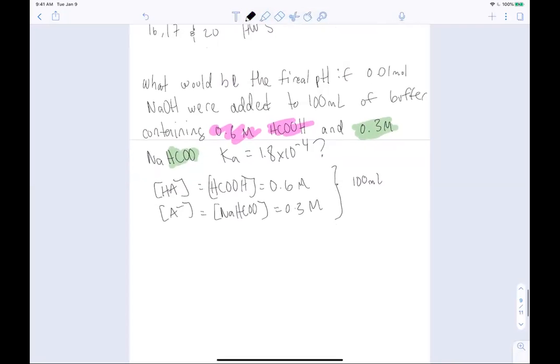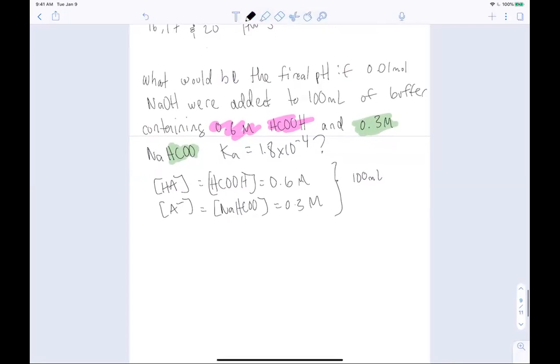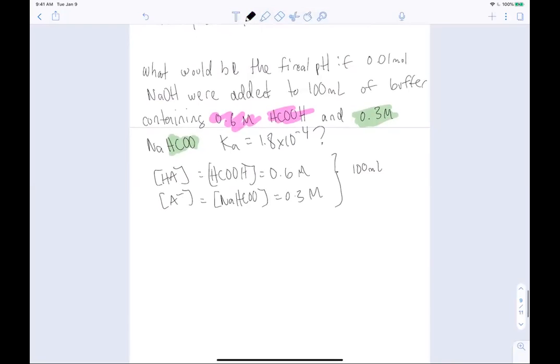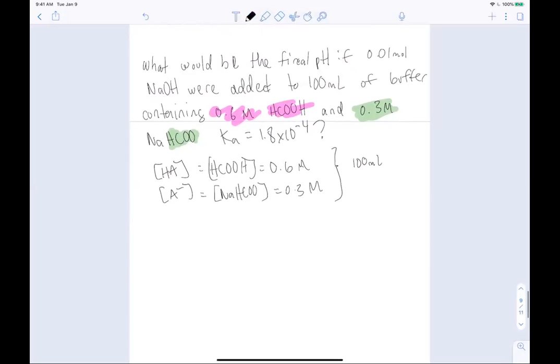How do we want to deal with this? I think I like to back everything out into moles and then go back into concentrations. I don't think it matters in this problem, but I guess it's quicker to do it the other way. So you can figure out how much base. Well, now let's back everything out into moles.